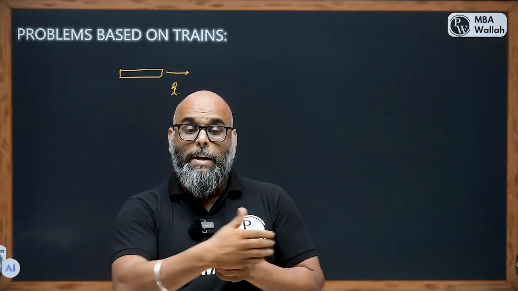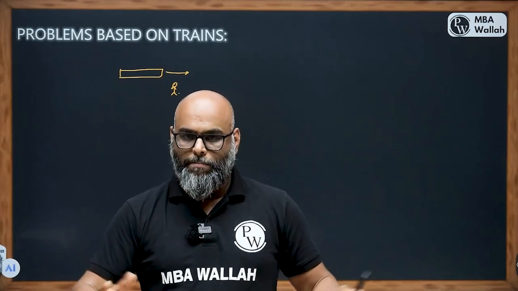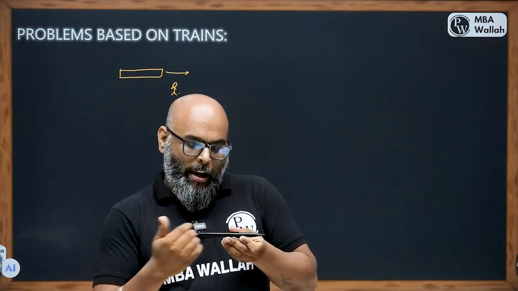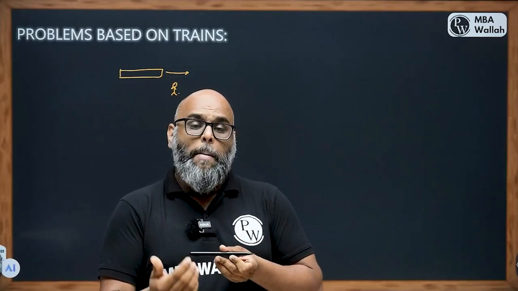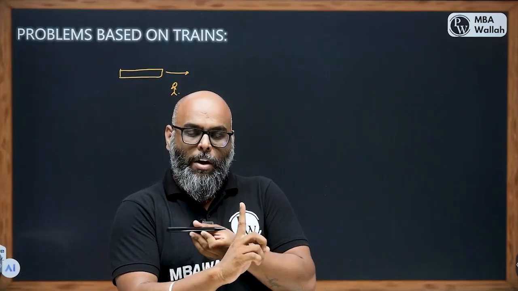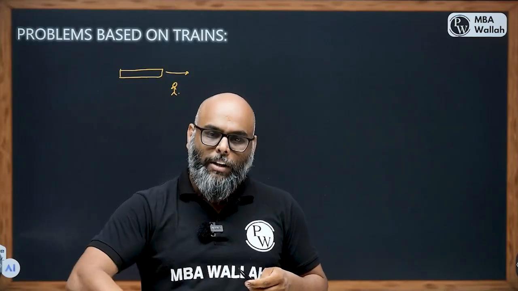So the time taken by the man would be the length of the train divided by the man's speed. Alright. So when a man crosses a train, the time taken is equal to the length of the train divided by the man's speed. Now the man is stationary and the train is moving. So what is the distance to be covered? It is still the length of the train.